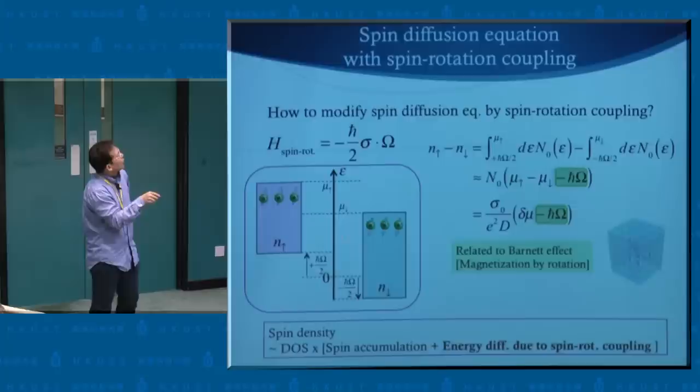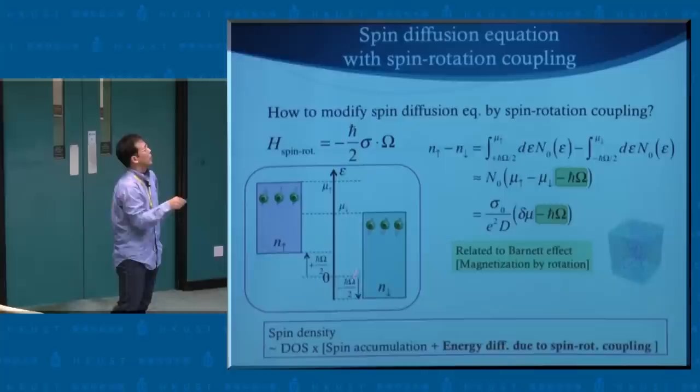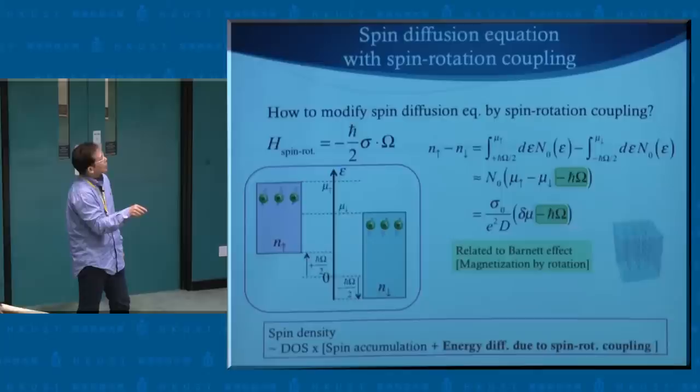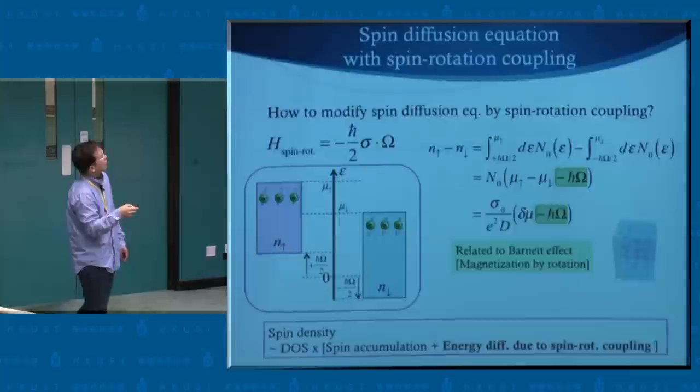But in this case, we have this coupling. So the bottom of the band is split in this way. And this effect is related to the Barnett effect, as mentioned before. So the spin density can be modified by this term.